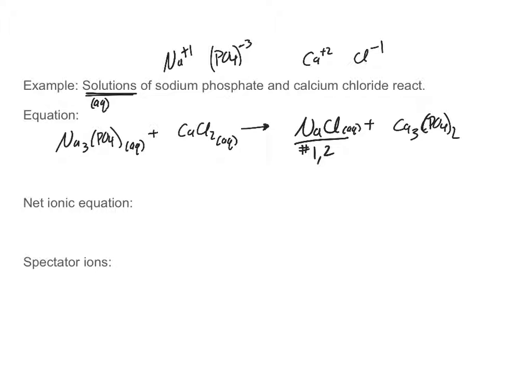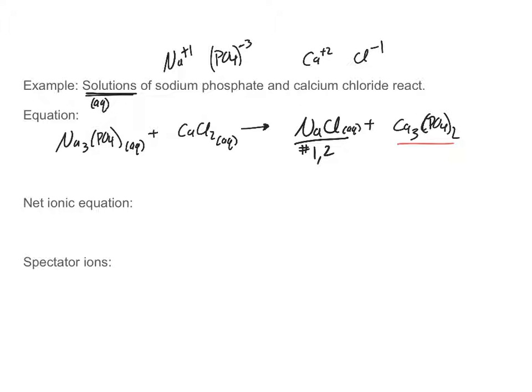Now I'm going to take a look at the rules and apply them to Ca3(PO4)2. So I'm going to start back with rule number 1. Salts of ammonium and group 1 metals are always soluble. Is there a group 1 metal here, or ammonium? No, so rule number 1 doesn't apply.